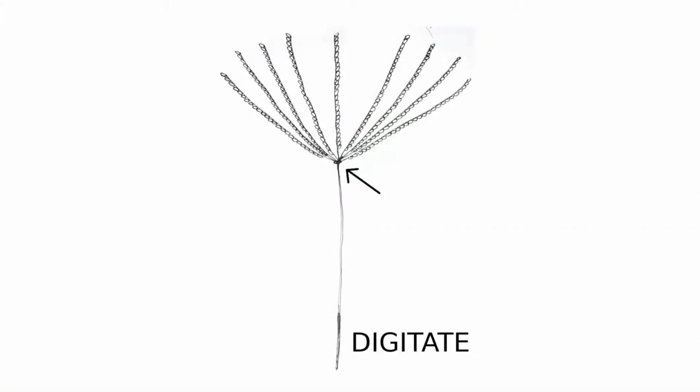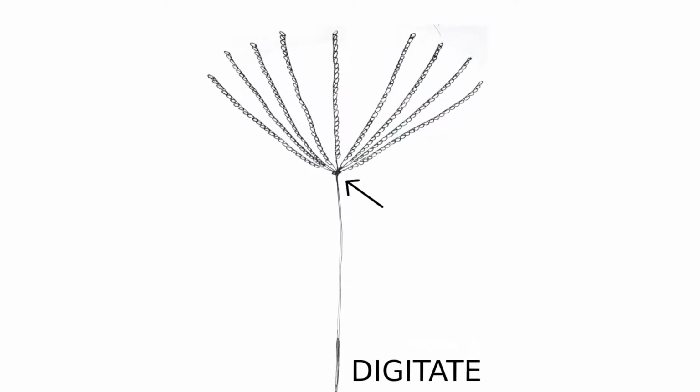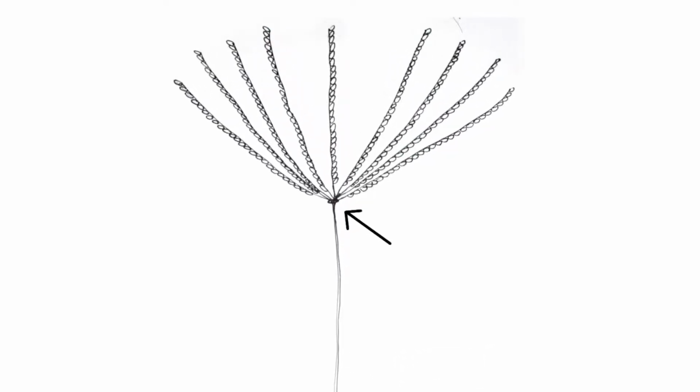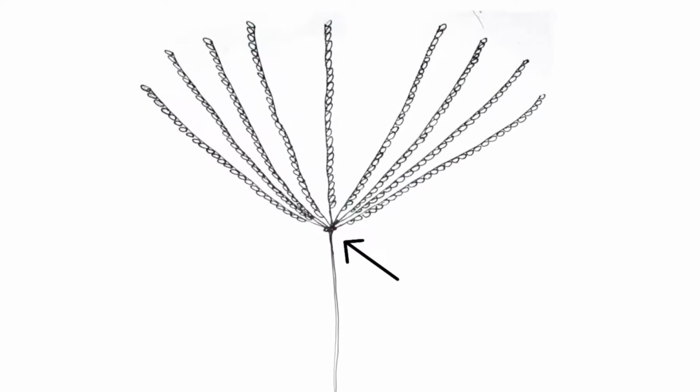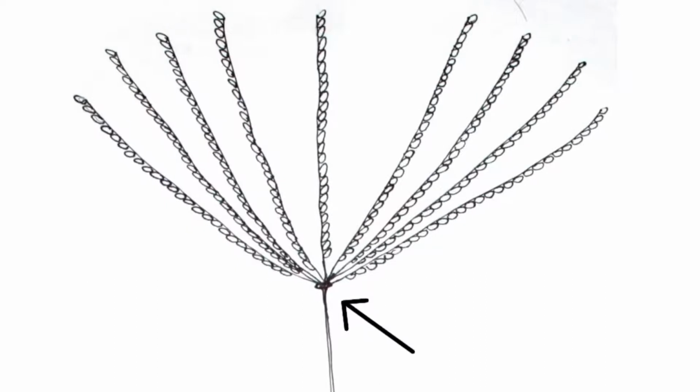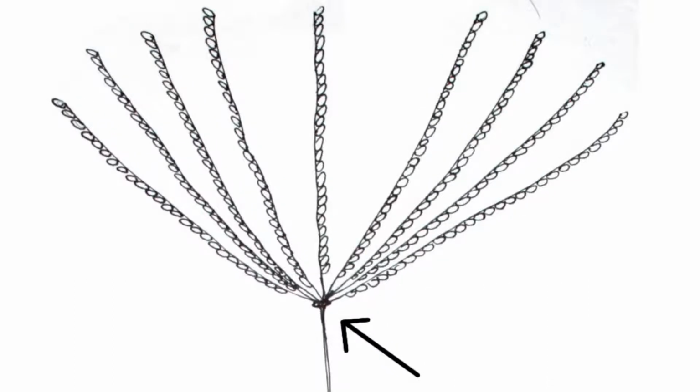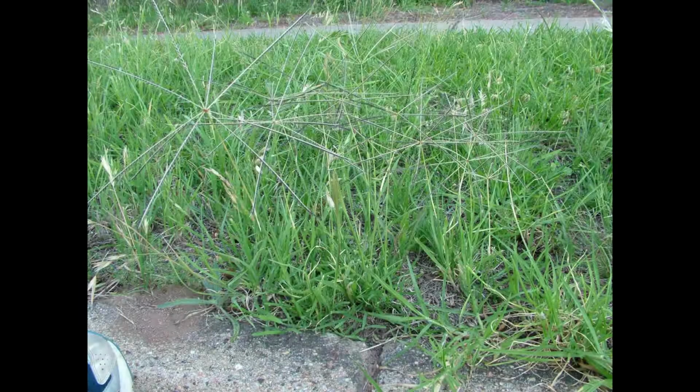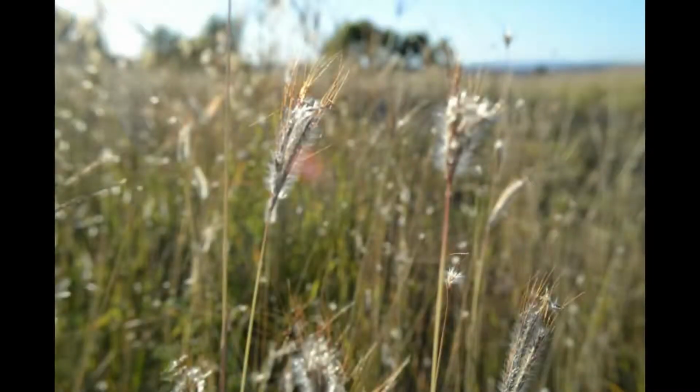The digitate inflorescence. A digitate inflorescence has two or more branches radiating from the one point, much like your fingers radiate from the core of your hand. Their spikelets are usually sessile, sometimes very, very shortly stalked with those little pedicels. Examples are windmill grass or Queensland bluegrass.